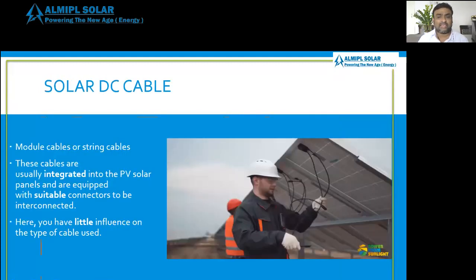So solar DC cable, module cable or string cable. This cable is usually integrated into the PV module. Panels are equipped with a suitable connection to be interconnected. Here you have little influence on the type of cable used.